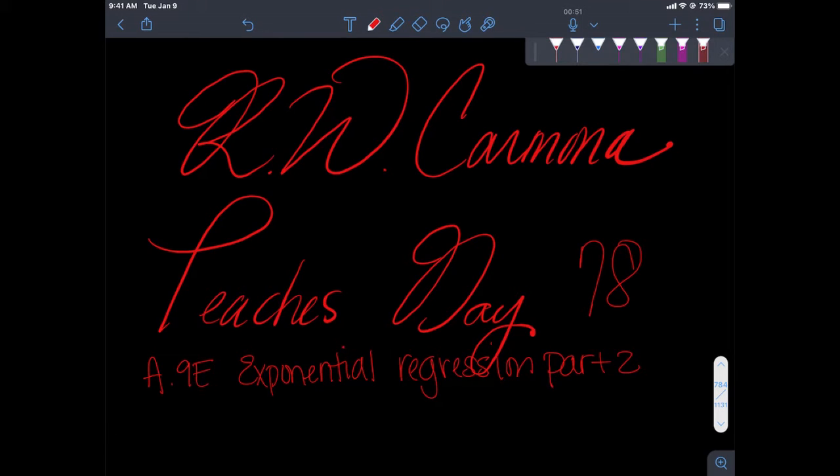Algebra 1, Day 78. So today we're going to be continuing our study of exponential regression, remembering that this is not something you can usually do by hand. Whenever we have a real life circumstance, such as collecting data on populations, virus spread, or bacteria growth, that data is never going to be exactly exponential. It is going to be maybe a 99% match, but never exactly. So we always need to utilize a calculator in order to do these. So let's go ahead and jump in.